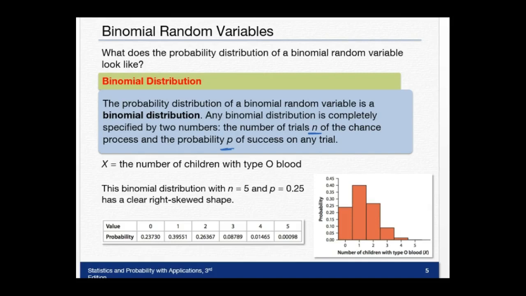So X is the number of children with type O blood. The binomial distribution with N equals 5 children, and P equals 0.25 chance that they have type O blood, has a clear right skewed shape. So these are the probabilities that 0 have type O blood, 1 has type O blood, 2, 3, 4, and 5. When we draw a histogram of that, remember along the vertical axis are the probabilities that go with each possibility. So you will be doing a distribution, and I'm going to show you how to find each of these probabilities, and then you can draw your histogram from that.